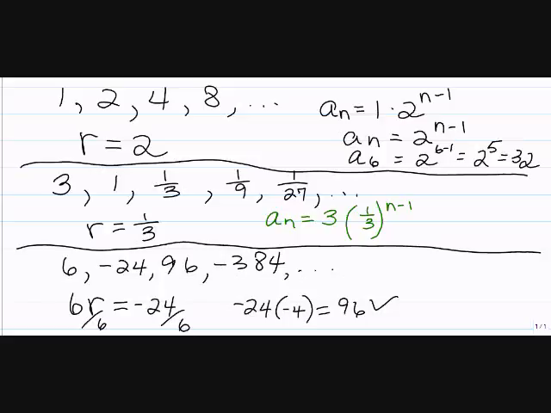So let's verify that a sub 3 is 1/3. A sub 3 is 3 times 1/3 to the 3 minus 1. That's 3 times 1/3 squared, which is 3 times 1/9, which is 3/9, which is 1/3, just like it was supposed to be.